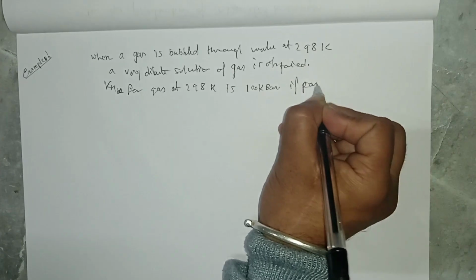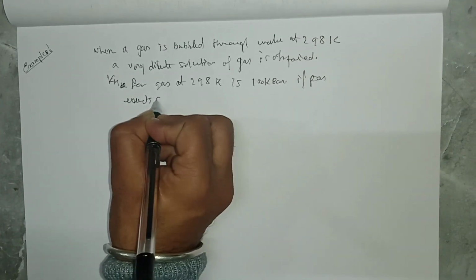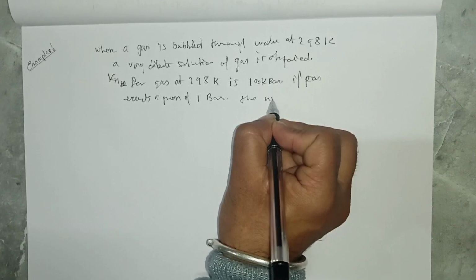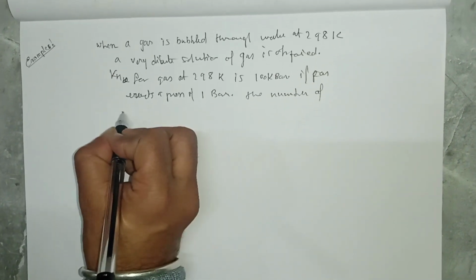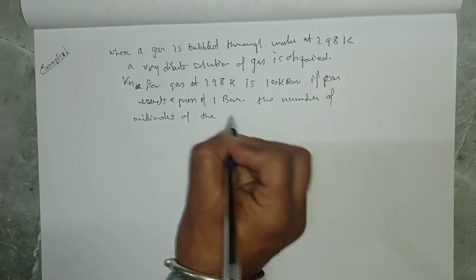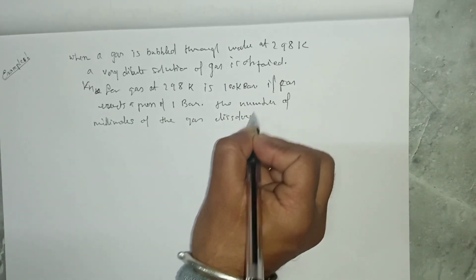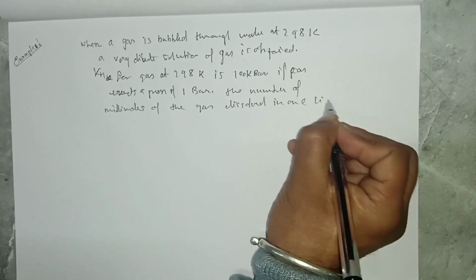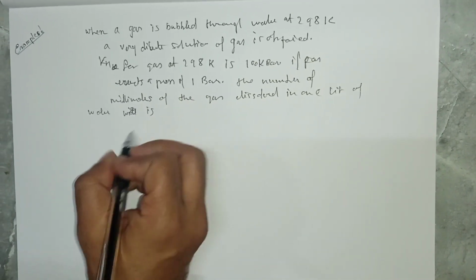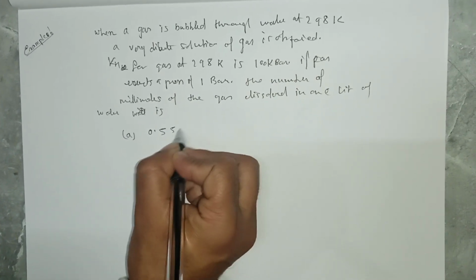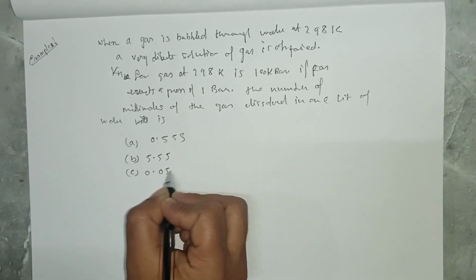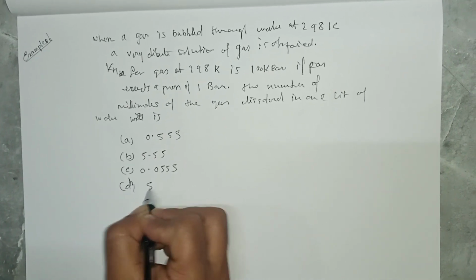If the gas exerts a pressure of 1 bar, the number of millimoles of the gas dissolved in 1 liter of water will be: A 0.555, B 5.55, C 0.0555, or D 55.5.